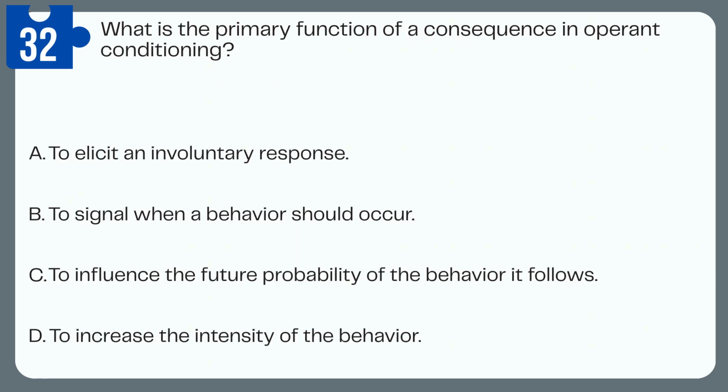Question 32. What is the primary function of a consequence in operant conditioning? A. To elicit an involuntary response. B. To signal when a behavior should occur. C. To influence the future probability of the behavior it follows. D. To increase the intensity of the behavior.